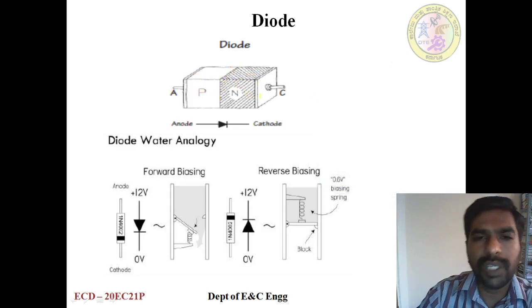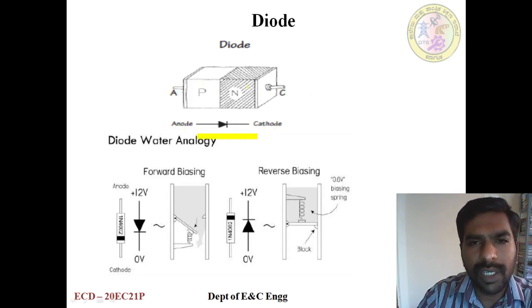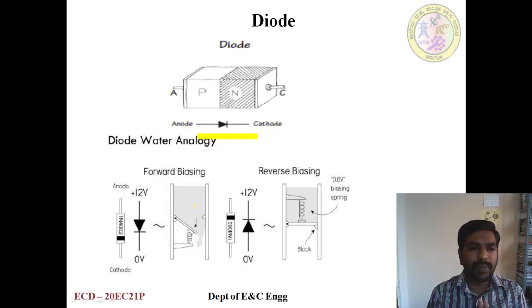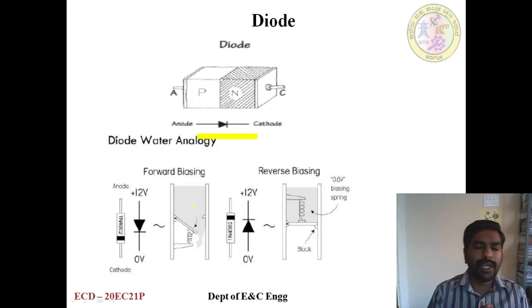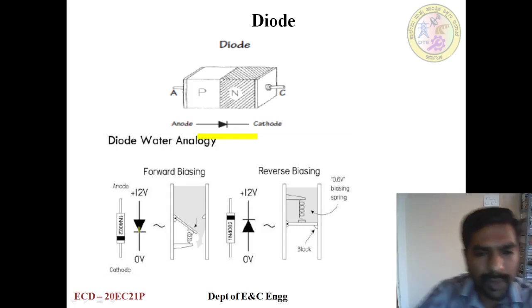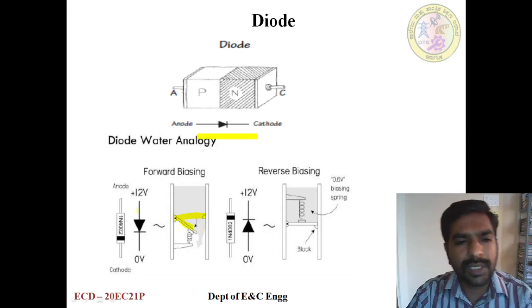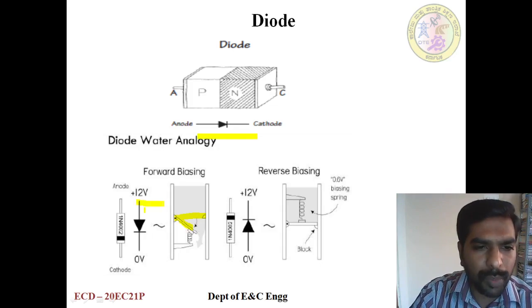A diode is a two-layer PN junction device. There are two terminals, and this is the symbol. The diode symbol looks like this. And how does it work? This is just a layman concept, a water analogy. Assume that there is a dam full of water, and there is a gate. This gate will open only when the anode has a positive potential and the cathode has a negative potential. If you apply a positive potential across the anode and a negative potential across the cathode, the gate will open and water will flow.